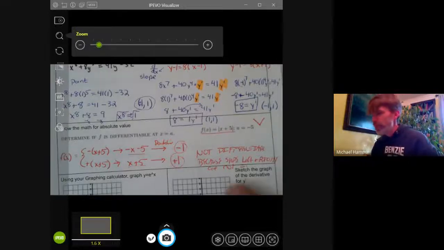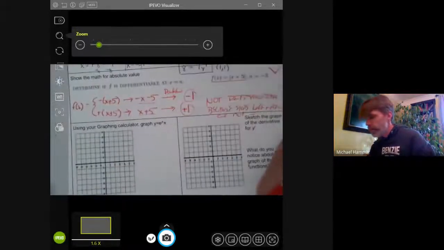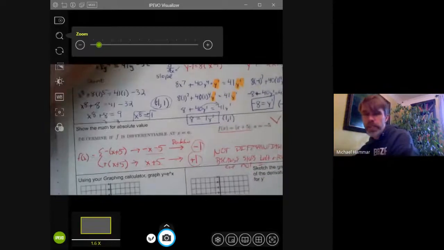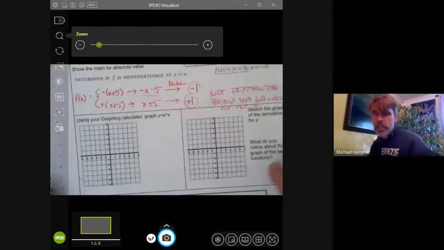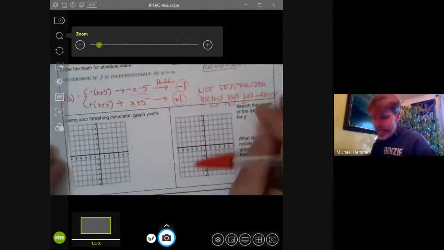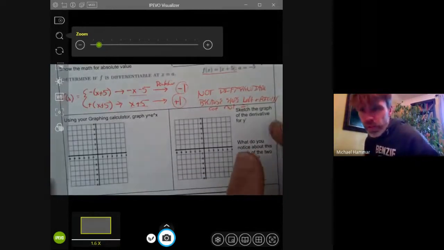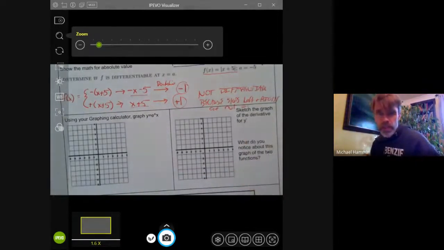Okay, so now here's what's going to happen. The rest of the time is going to be taking a look at e to the x and natural log of x. So the first thing I want you to do is graph these two things right here. Pull out your graphing calculators, graph them, sketch the graph over here, and then tell me what you notice.